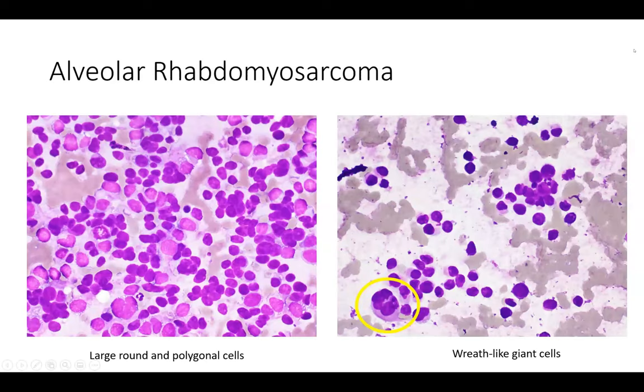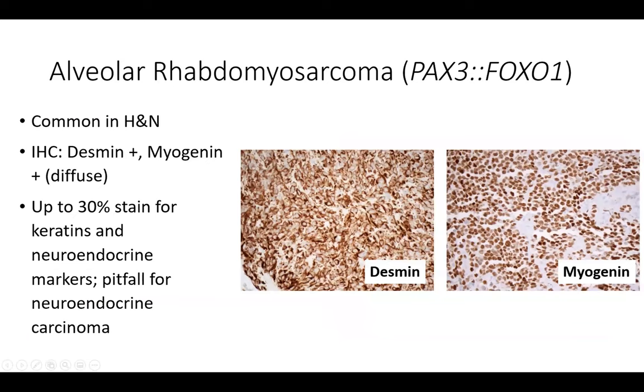Alveolar rhabdomyosarcoma is another round cell sarcoma that's relatively common in this differential. These are comprised of large, round, and polygonal cells, much more pleomorphic and atypical than most cases of Ewing sarcoma. And it's important to remember that when you see these wreath-like giant cells with the nuclei arranged in an almost floret-like pattern, that's very common in alveolar rhabdomyosarcomas and can be helpful for your differential diagnosis.